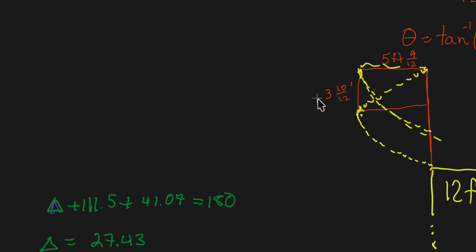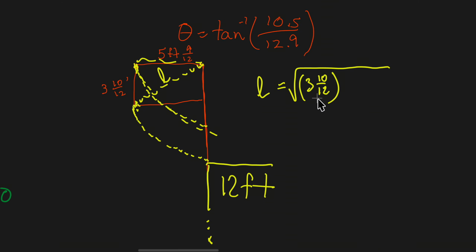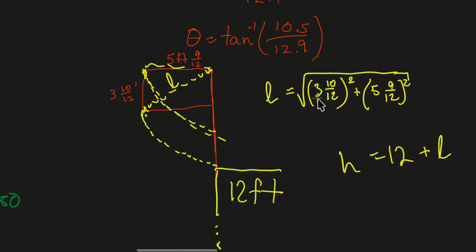So the idea is that this length right here, which is the Pythagorean theorem applied to the two lengths, right? So the 3 feet 10 inches, squared, plus the 5 feet, 9 out of 12 inches, quantity squared. All of that is going to be L. And so it turns out that the height of the flagpole is going to be the 12 feet plus the length of the diagonal of the flag. And so from there we were able to get the answer.